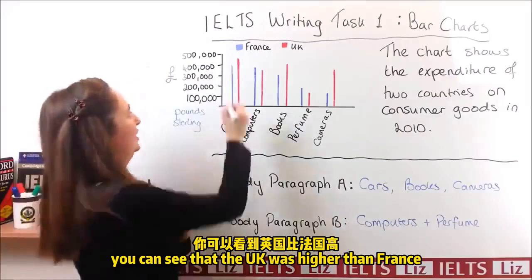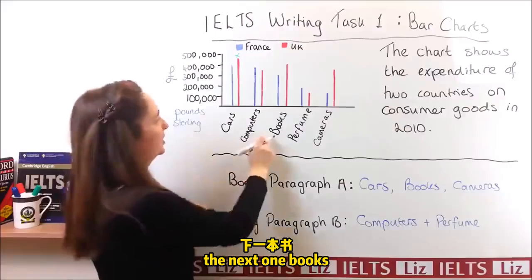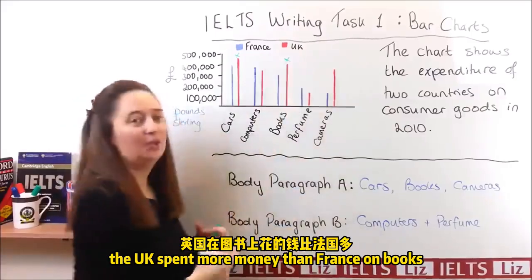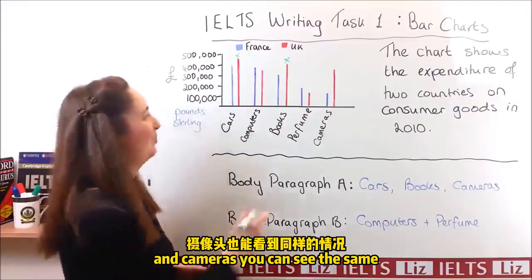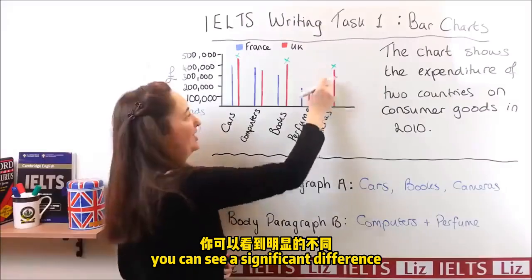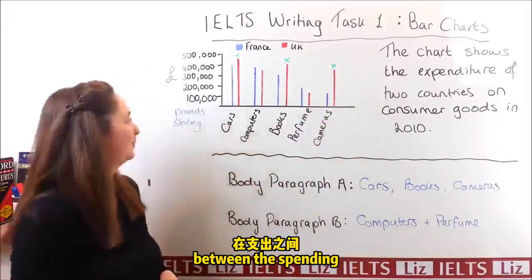Well, cars, you can see that the UK was higher than France. The next one, books, that's the same. The UK spent more money than France on books. And cameras, you can see the same. You can see a significant difference between the spending.